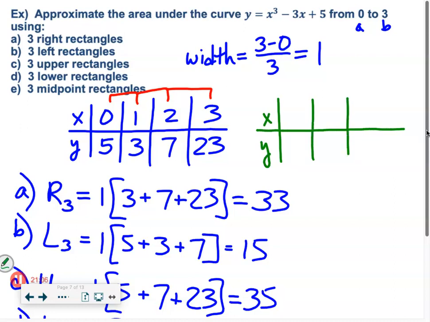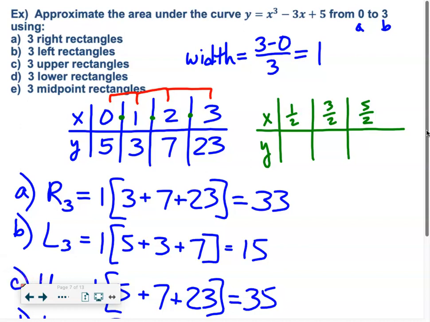So the reason you have to make a new table for midpoint is you have to find the y values at the midpoint of each of these intervals. So the midpoint between 0 and 1, you need to find the function at a half. The midpoint between 1 and 2 is 3 halves, and the midpoint between 2 and 3 would be 5 halves. It's not the average of the y's. You average the x's and then plug them into your function.